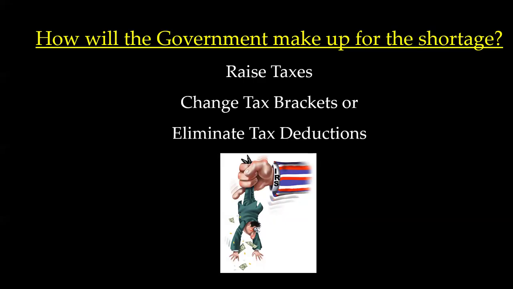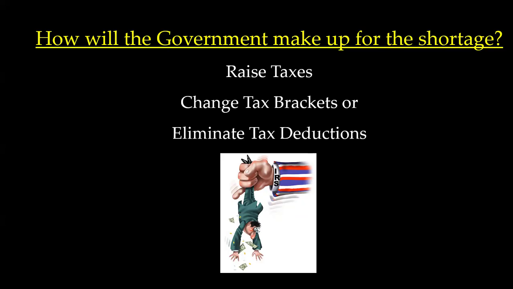In the future, you guys are seeing a tug of war right now in politics with government spending. But how will the government make up for this shortage in the future? Well, they can raise taxes. They can change tax brackets. They can eliminate tax deductions. It doesn't matter if it's one, or all three of these and more. What does that really mean? It means it's a shakedown of the American taxpayer. You have to be prepared for this environment or you're going to get creamed by it.